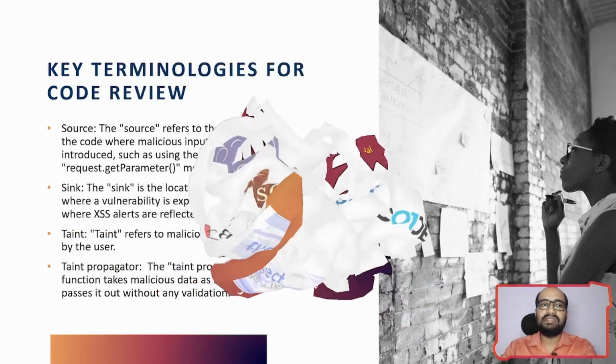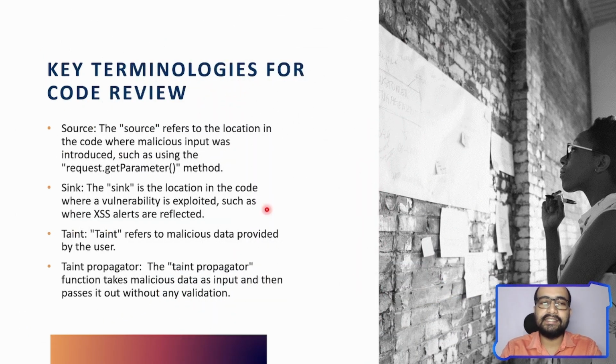Okay, so let's check all the key terminologies for code review. There are four key terminologies for code review, and every code reviewer should know about them. The first one is source, the second is sink, the third is taint, and the fourth is taint propagator.